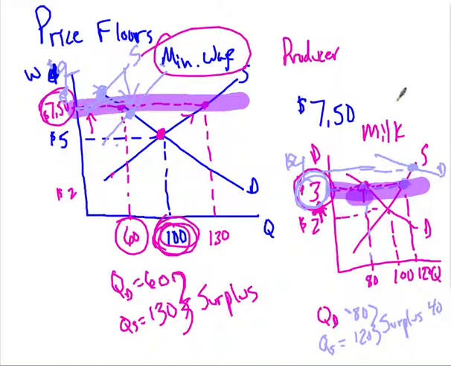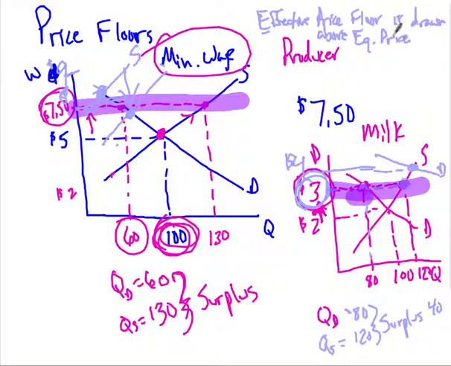So an effective price floor is drawn, let me write that out real quick, and I'm almost done. Effective price floor is drawn above the equilibrium price.